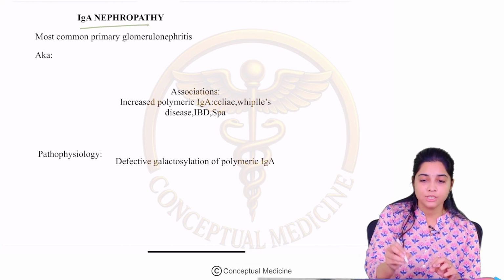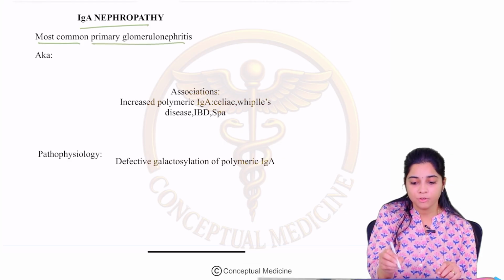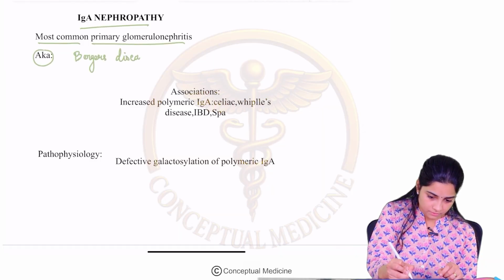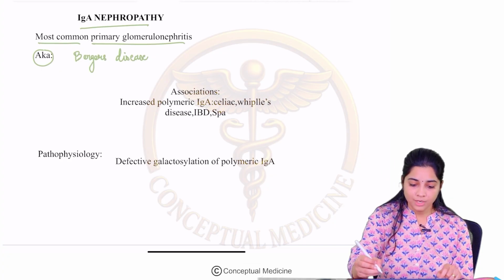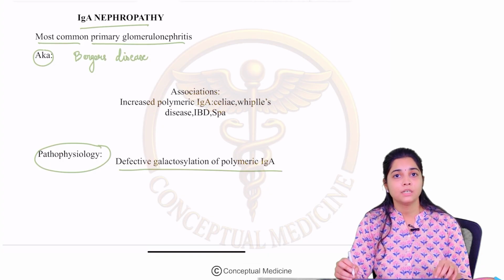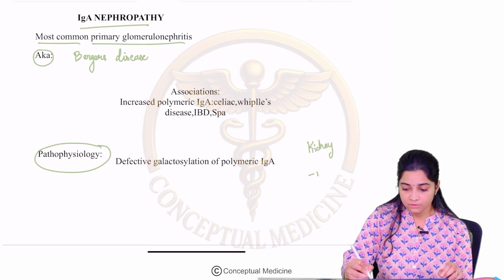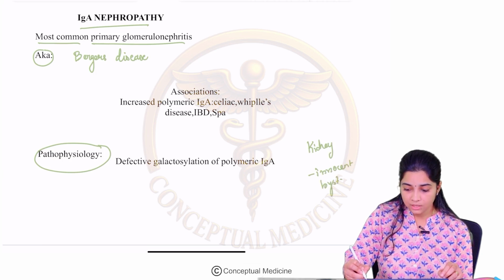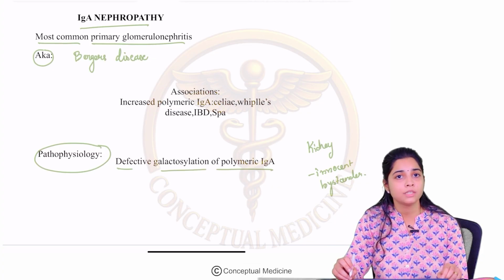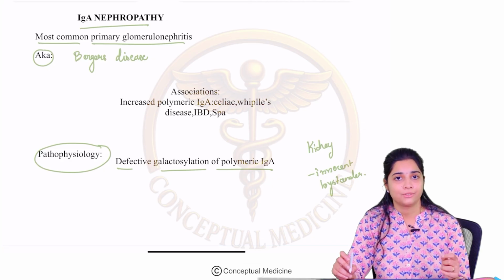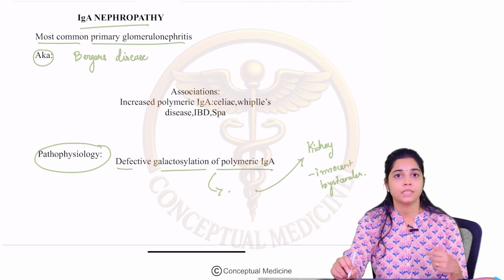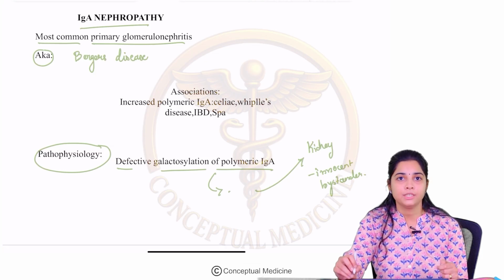So what is IgA nephropathy? This is the most common type of primary glomerulonephritis. IgA nephropathy is also called Berger's disease. The basic pathophysiology is that there is defective galactosylation of polymeric IgA. Here the kidney happens to be an innocent bystander. Polymeric IgAs, as we know, are produced in the gut. These polymeric IgAs are not galactosylated properly, so they then go and attack the kidney. And this is what results in your IgA nephropathy.